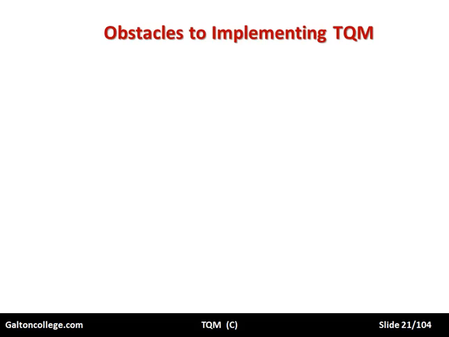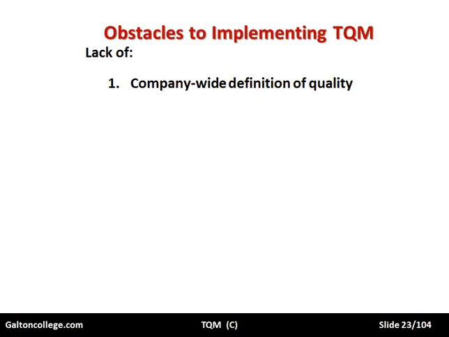Now there are obstacles to implementing TQM. For example, the lack of a company-wide definition of quality. People need to know what quality is. It sounds easy in some respects. We take the customer requirements. The marketing department asks the customers what their requirements are and tries to list the requirements.